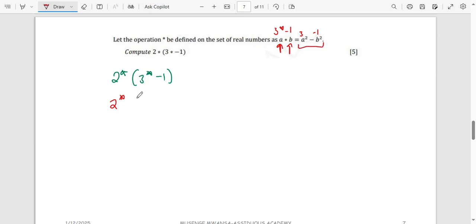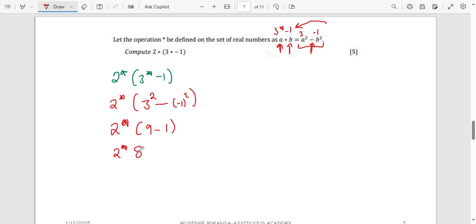So where there is a, we are going to put 3. But remember, it's a squared, so square the 3. And then look at this, minus b squared. But b is represented by what? By negative 1. So where there is b, we'll put negative 1 squared also. So this will give us 2 star 3 squared is a 9, minus 1 squared, that is a 1. Negative 1 squared is a 1. This gives us 2 star 8.